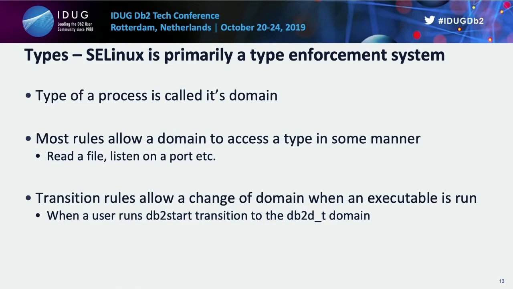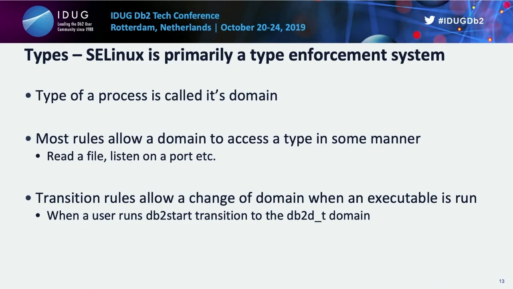The majority of rules in SELinux fall into two categories. Some of them are allow rules that say a process, when it's running in this type, is allowed to access these resources in this way. So Db2, when the server is running in the Db2 domain type, is going to be allowed to read from our data files, as an example.